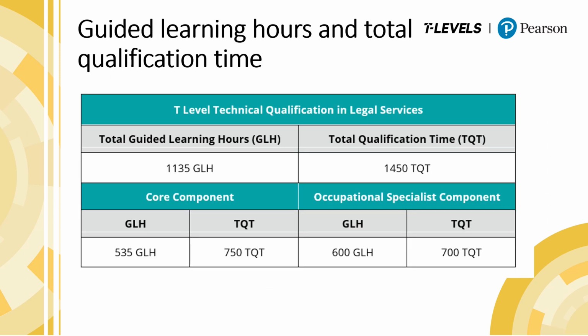The technical qualification specification is divided into the core component and the occupational specialist component. The total qualification time and guided learning hours for this qualification and the 2 components are shown on the slide. So firstly, looking at the total qualification time. The T-Level in Legal Services has a total qualification time value of 1450. The core component has a total qualification time value of 750, and the occupational specialist components have a total qualification time value of 700. Moving on to the guided learning hours.